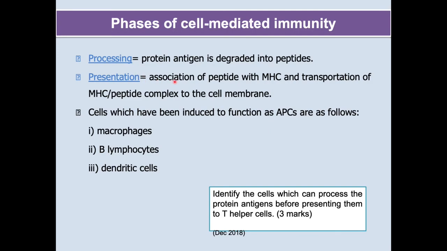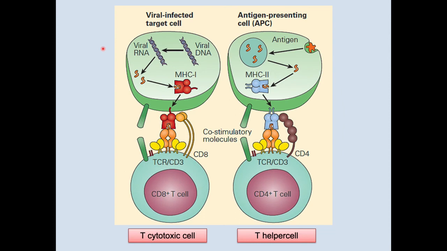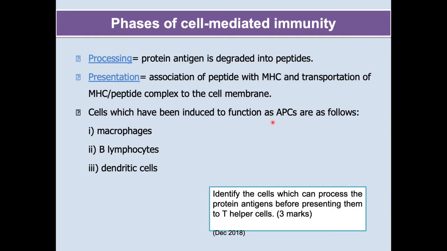And presentation is the association of peptide with MHC and transportation of the MHC-peptide complex to the cell membrane. So after it has degraded the antigen, only then does it present on the outside. Okay, cells which have been induced to function as APCs are as follows. There is a macrophage, there is a B lymphocyte, and there is a dendritic cell. So all of these three are known as APCs.